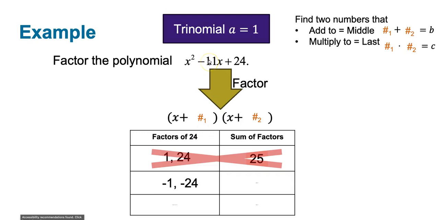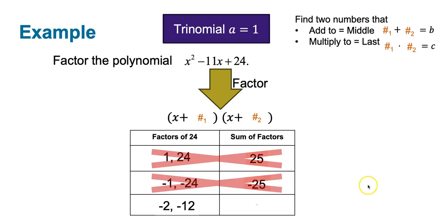Noticing that the middle term is negative, we conclude that the factors cannot be positive, as two positive numbers added together will never be negative. As we proceed, we can only consider the negative options, and this will keep our option list shorter. Unfortunately, negative 1 and negative 24 still won't work, as those added together gives us negative 25. The next factor pair is negative 2 and negative 12.